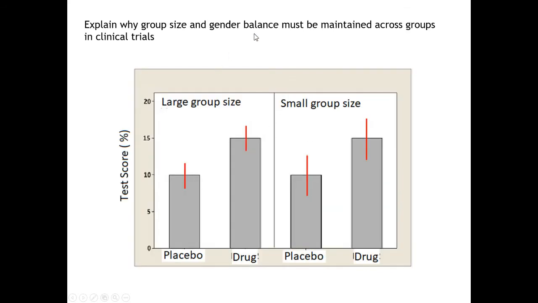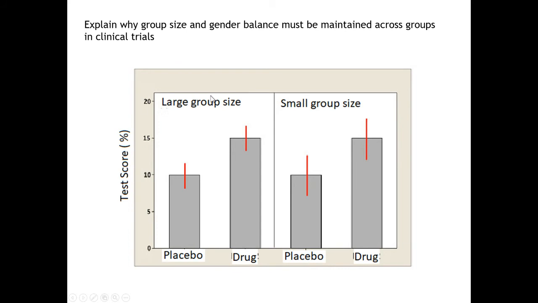It's important that group size and gender balance are maintained across groups in a clinical trial. So at the end of the trial, we have to do statistics based on our results. Now, groups which are quite large allow us to reduce what's called the error in our data. So it also allows us to be more confident in our results. So we create something called error bars, which you don't particularly need to know about at higher, and they tell you, so here's our average result for each of the groups.